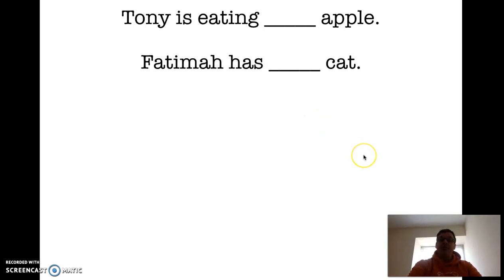How about Fatima? Fatima has what? Probably Fatima has a cat, right? Nothing specific. She has a cat. That's all we're saying. We don't know what kind of cat. We're just saying she has a cat.